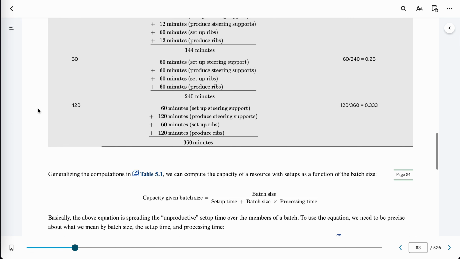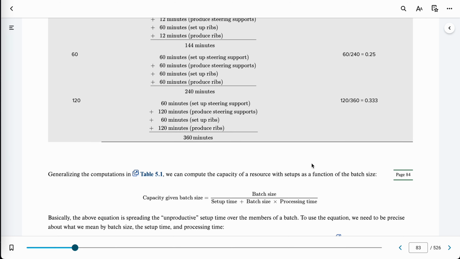So the question you should be asking yourself is, why shouldn't we just have infinite capacity? Maybe we buy 2 milling machines and just make each part on its own machine. But if that's not possible, why not just produce a very large number of steering supports at once and then produce a large number of ribs? So if I do that, how do you calculate the capacity given setup times?